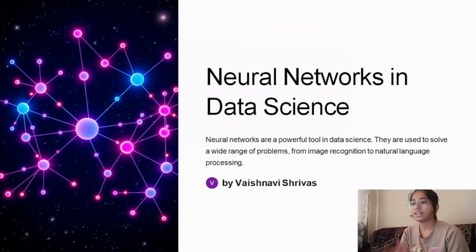Let's start. Neural networks are a powerful tool in data science. They are used to solve a wide range of problems, from image recognition to natural language processing. So what basically a neural network is, it is used to solve problems and helps us find patterns, and whatever our data shows, patterns help us find out the trend of the data. So neural networks help us in this.